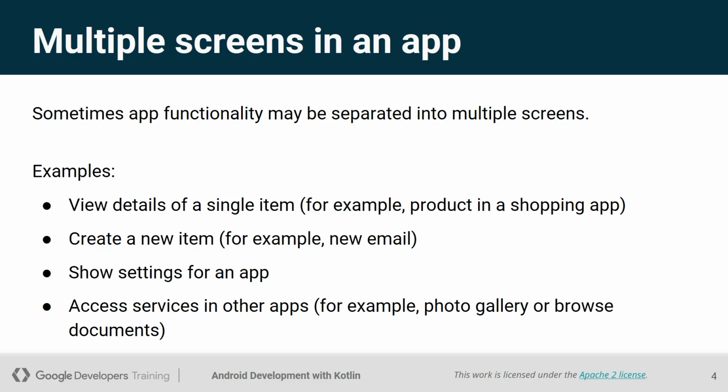Or showing the settings for an app. Maybe you want to show the settings for your WhatsApp. Then you go to settings. Then you go to certain functionalities that you have in your app, like if you go to the settings of your phone, and then you go to a settings page. So all that gives you what are called multiple screens.